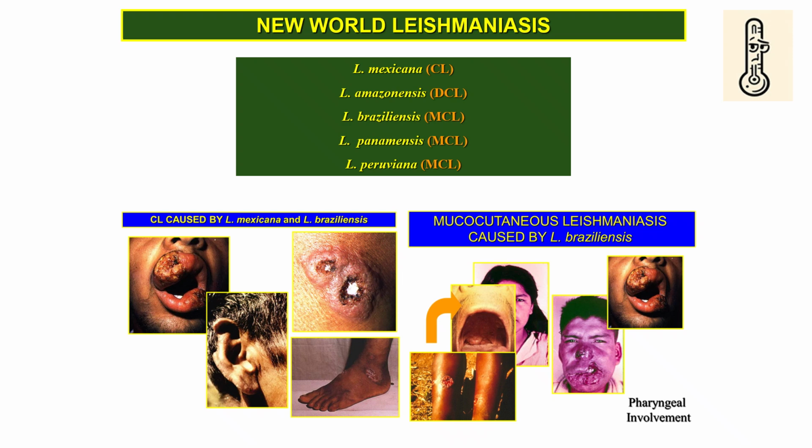Moving to the Americas, New World leishmaniasis presents a broader spectrum of disease. While species like L. mexicana cause standard cutaneous lesions, L. brasiliensis is particularly concerning. It can progress to mucocutaneous leishmaniasis, leading to severe pharyngeal involvement and the destruction of nasal and oral tissues. As seen here, the clinical impact ranges from simple skin ulcers to disfiguring mucosal damage.